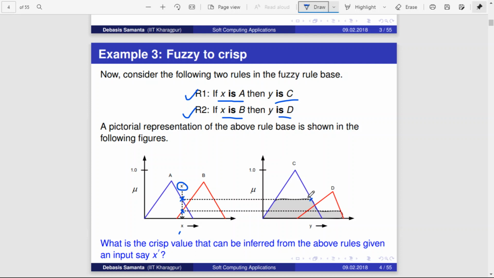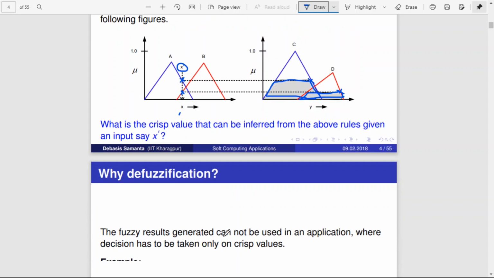B is associated with D. From B draw a parallel line to D. From this set D, it can take up to these values. From set C, it can take these values. So totally, these are the possible values that x dash will take. But this is a fuzzy set. Now how will you convert it to a crisp set? This is the question.